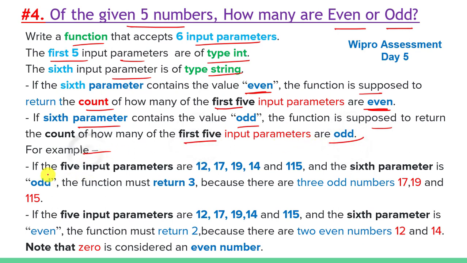For example, if the 5 input parameters are 12, 17, 19, 14 and 115 and the 6th parameter is odd, then the function must return 3 because there are 3 odd numbers, that is 17, 19 and 115. And the second example is if the 5 input parameters are 12, 17, 19, 14 and 115 and the 6th parameter is even, then the function should return 2 because there are 2 even numbers, that is 12 and 14. Here one point is given, 0 is considered as an even number.